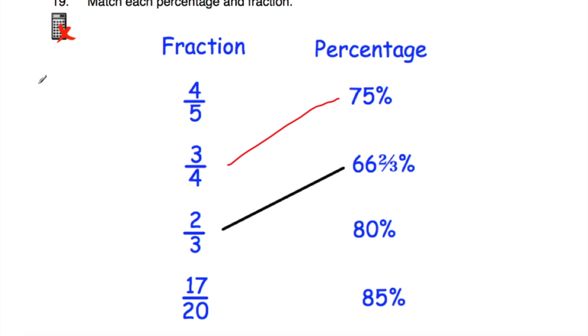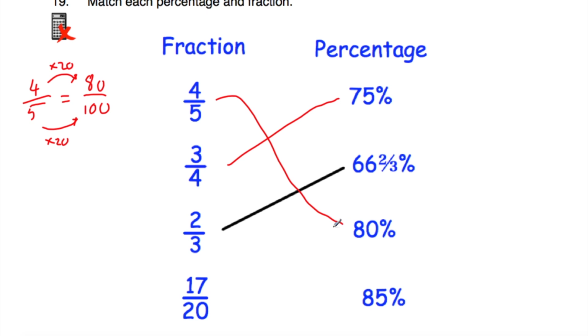That one's quite nice. Actually, we could just do here just to show you that 4/5, if we times the denominator by 20, that'll be 100. And if we times the numerator by 20, then that would be 80. So that's 80 out of 100, or 80%. And then finally, that must mean that 17/20 is 85%.